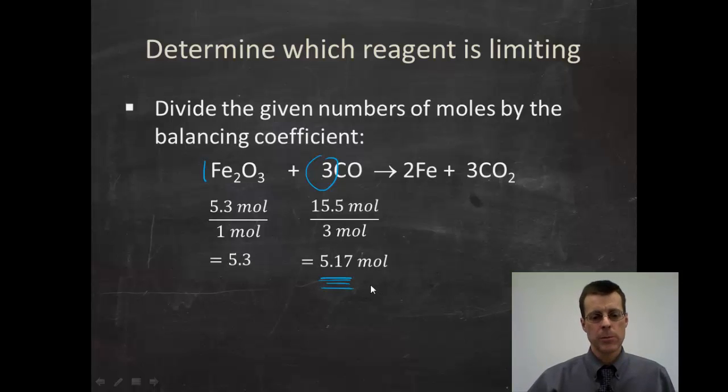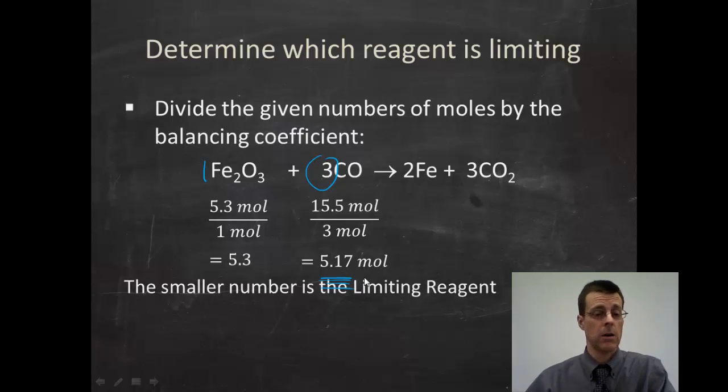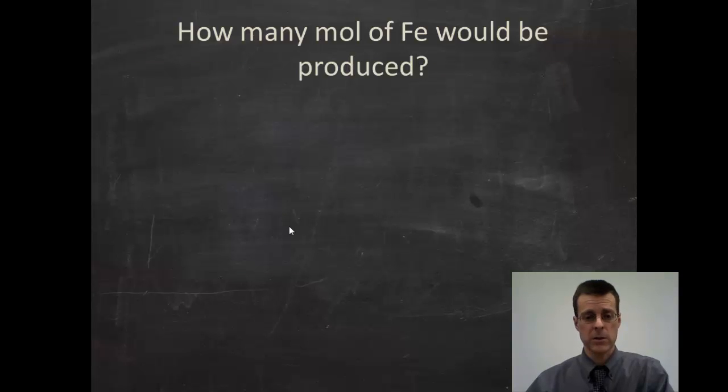The smaller number is the limiting reagent. Easy. All there is to it. So the smaller number there is the limiting reagent. As soon as I know what the limiting reagent is, that's the one I focus on. I don't have to worry about this one at all. I've got lots of it. Okay, so it's not going to be an issue.